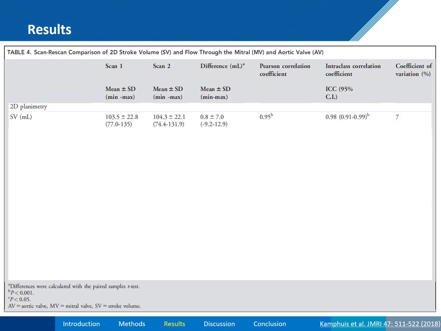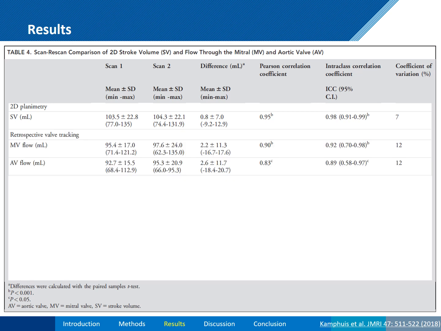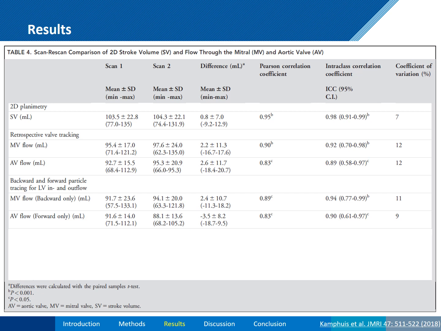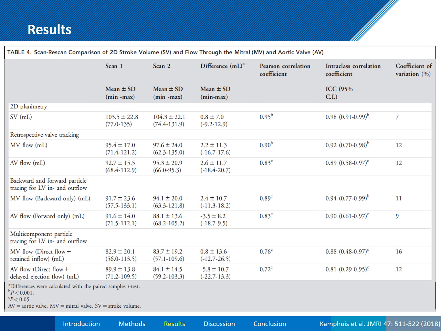This table shows the scan reproducibility. For planimetry, scan-rescan analysis showed non-significant differences between scans with strong correlation and a coefficient of variation of 7%. Retrospective valve tracking for both in- and outflow showed non-significant differences between scans, good to strong correlation, and coefficients of variation of 12%. Particle tracing by forward and backward tracing only showed non-significant differences, good to strong correlation, and coefficient of variation of 9 to 11%. Lastly, when using multi-component particle tracing for in- and outflow volume assessment, correlation decreased and the coefficient of variation increased to 12 to 16%.